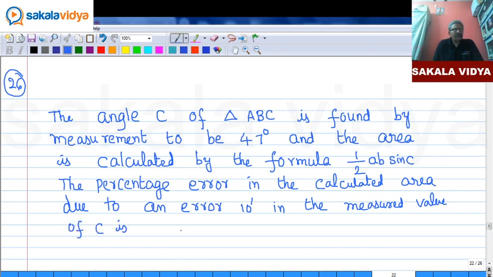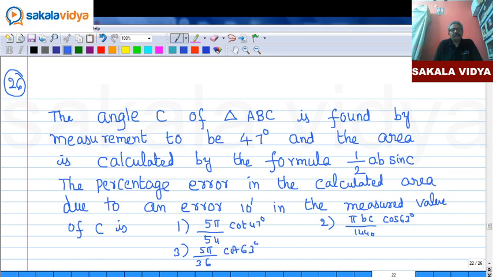is: first option 5 pi by 54 cot 47 degrees, second 5 BC by 1440 cos 63 degrees, third option 5 pi by 36 cot 63, fourth option pi BC by 1120 cos 42 degrees. This is the question.